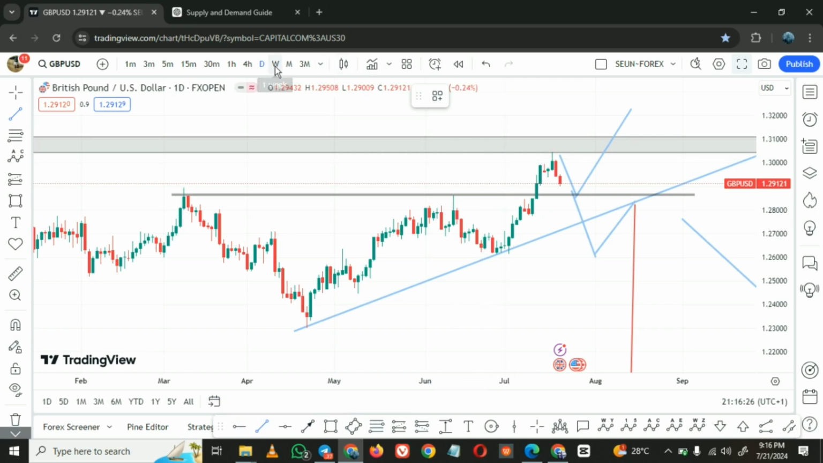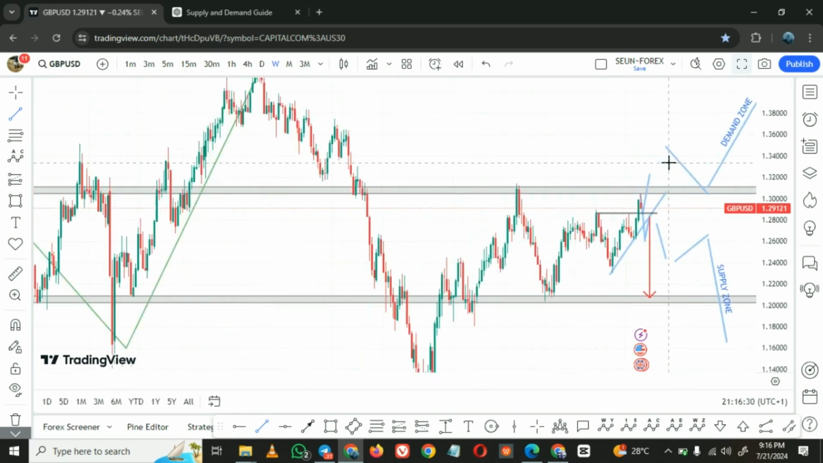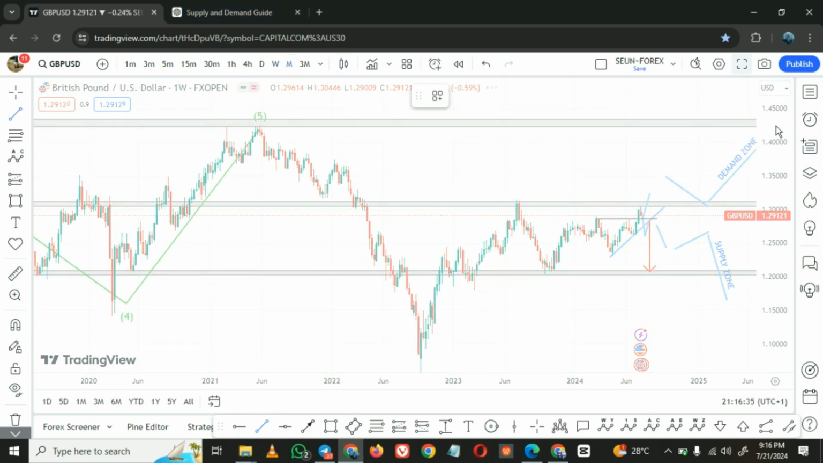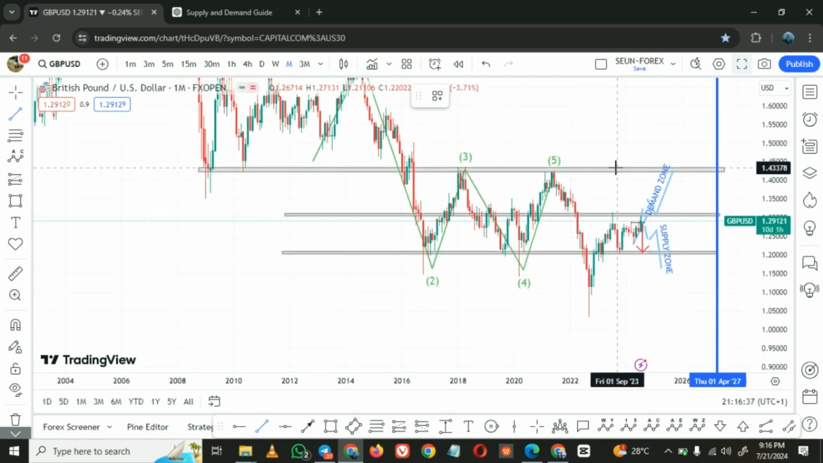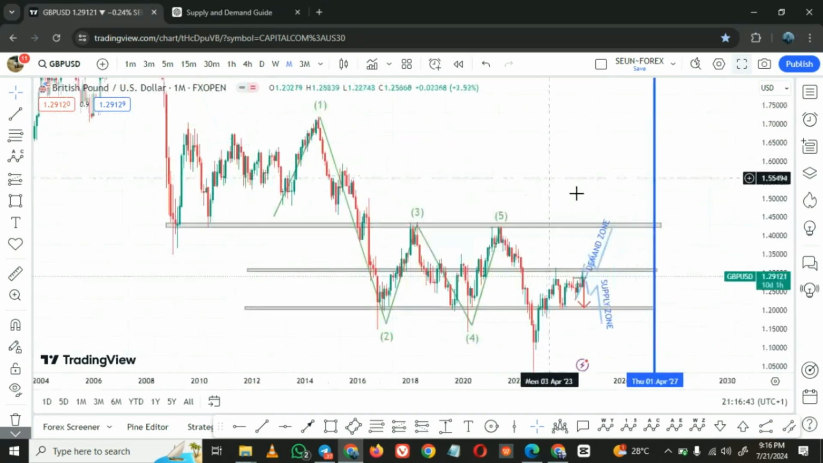And that is the major confluence: if you zoom out to the weekly time frame and monthly time frame, it's the same thing. The major market participants are the sellers. Sellers are the major key participants.